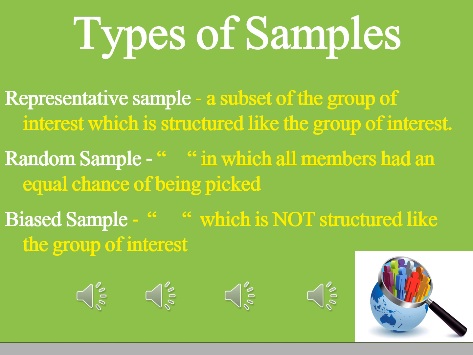So as you can see, we'll start our definition the same way: a subset of the group of interest, or if you prefer, a subset of the population in which all members had an equal chance of being picked. And doesn't random mean equal chance? Think of some phrases, if you will, that have random in them.